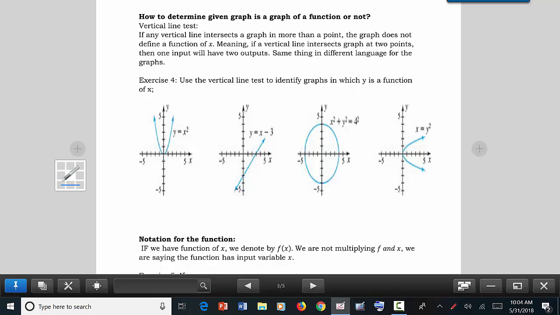Now here, in this exercise, we will use the vertical line test to identify whether the graph is a function of x or not. Let's do the vertical line test. If we draw a bunch of vertical lines, none of the vertical lines will meet the graph at more than one point. That's why it is a function.